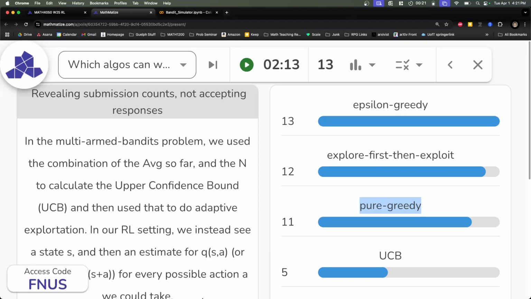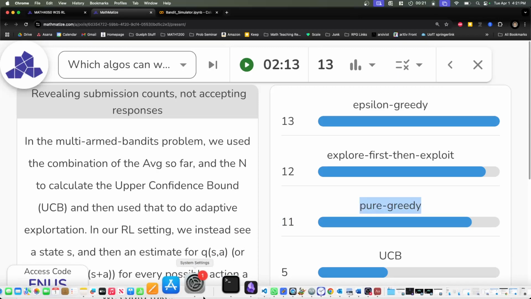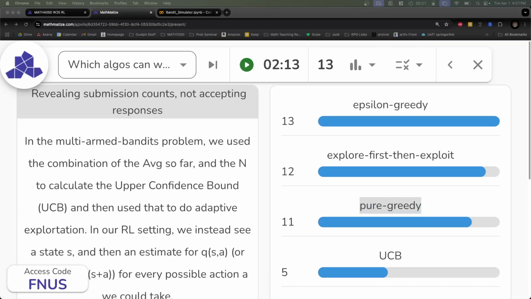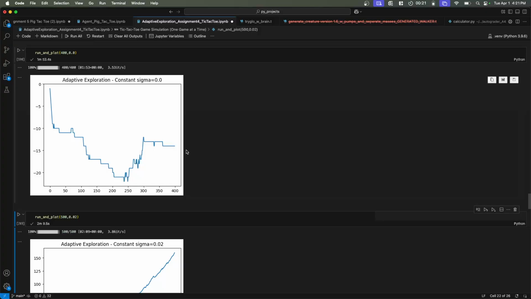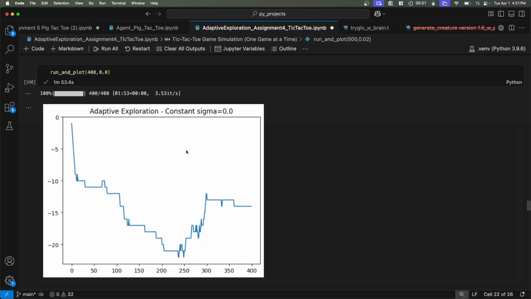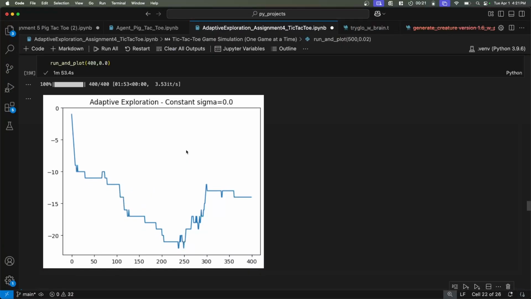So actually, let me show you very quickly why you don't want to do pure greedy. Of course you can do it, but sometimes it's a bad idea. Let me show you, this is tic-tac-toe. This is my version of your assignment 4 of learning to play tic-tac-toe against the greedy AI.